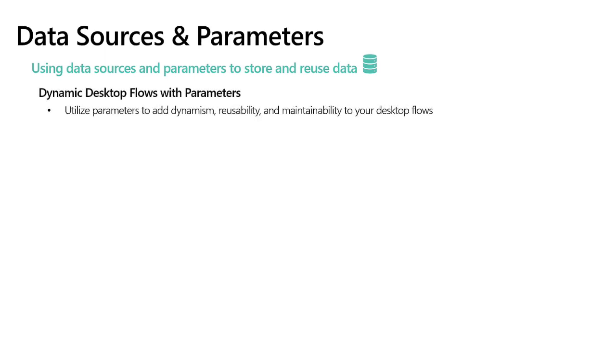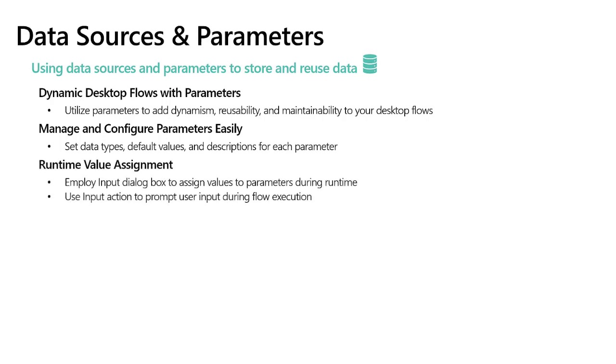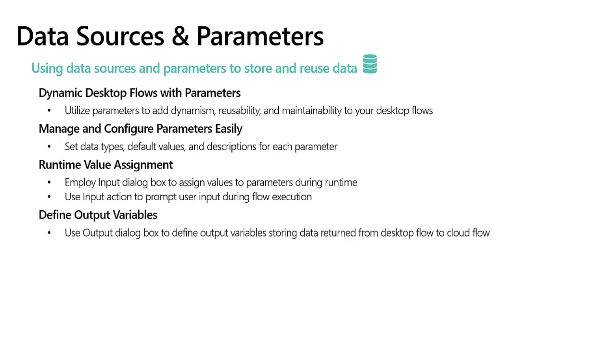Utilize parameters for reusability and maintainability in your desktop flow. You can easily manage and configure your parameters in Power Automate Desktop to set the data types, the default value, and the descriptions for each parameter. You can also employ the input dialog box to assign values to parameters during runtime and use the input action to prompt a user for input during the flow execution.